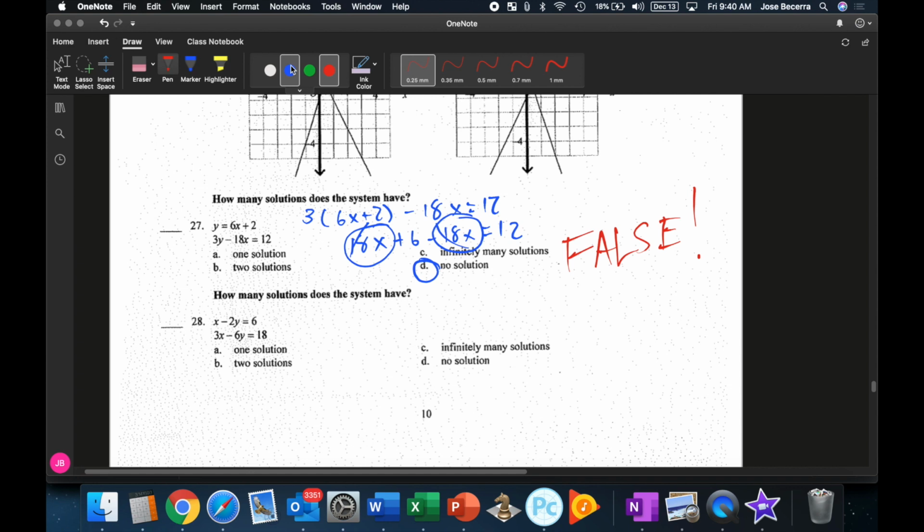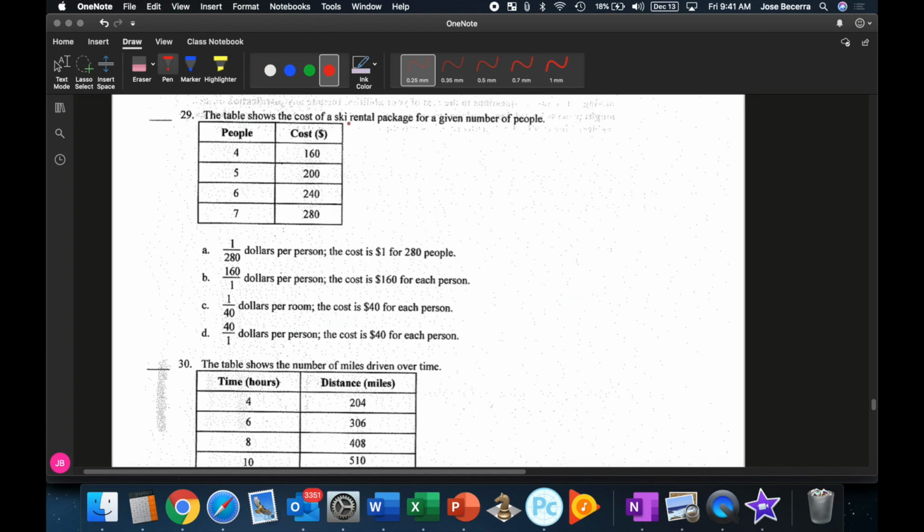And for this one, ladies and gentlemen, we multiplied everything by negative 3. And we ended up getting negative 3x plus 6y is equal to negative 18. And when we added them together, everything canceled out, and we ended up getting what? Which is true. So there are infinitely many.